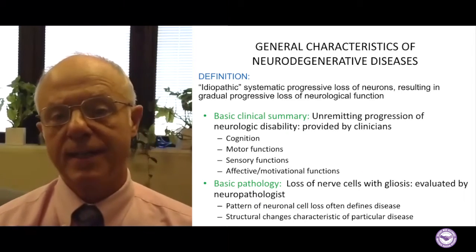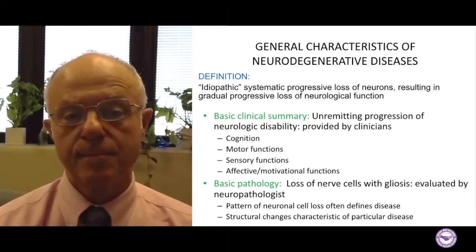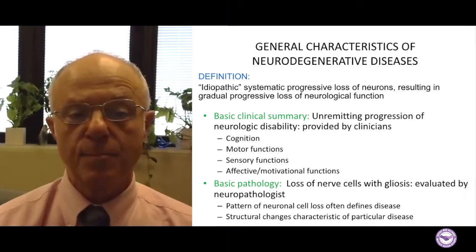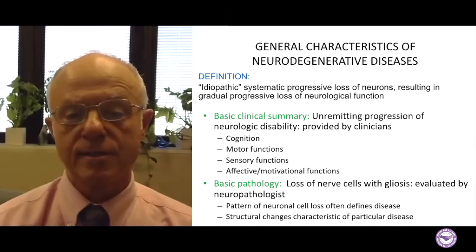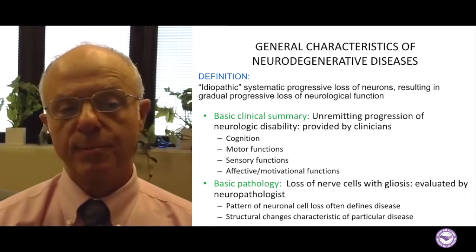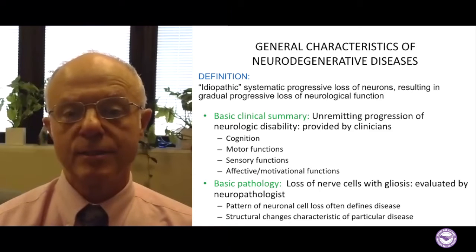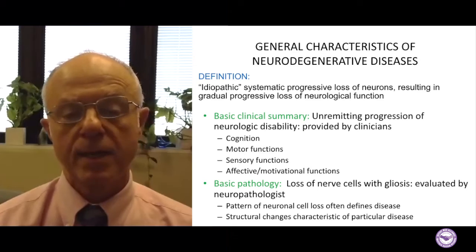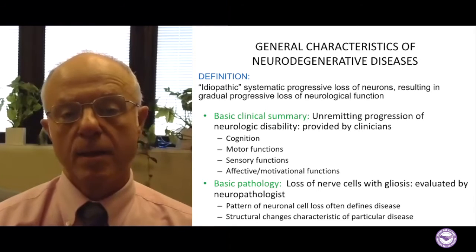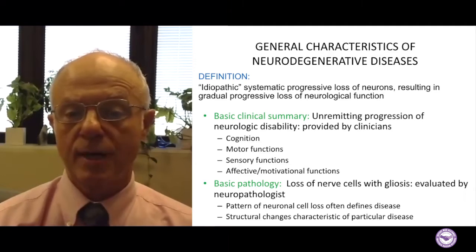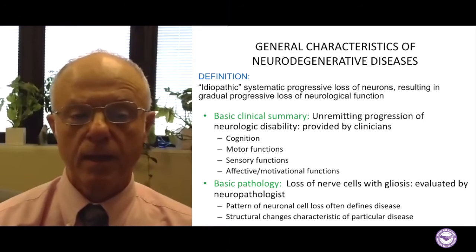Multiple system atrophy is an example of a neurodegenerative disease. The general definition of neurodegenerative diseases is an idiopathic, systematic, progressive loss of neurons that results in a gradually progressive loss of neurological function. To break this down, idiopathic means that in general, we don't know what the cause is, although much research is being done to investigate this. I'll define systematic in a minute, but most neurodegenerative diseases are characterized by progressive loss of neurons, the basic functioning cell in the brain, and this results in loss of brain function.